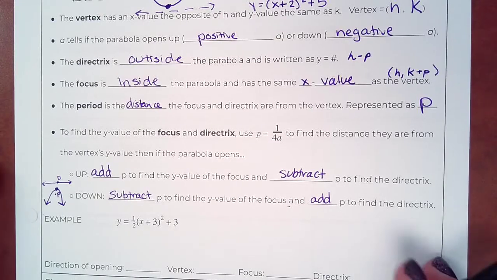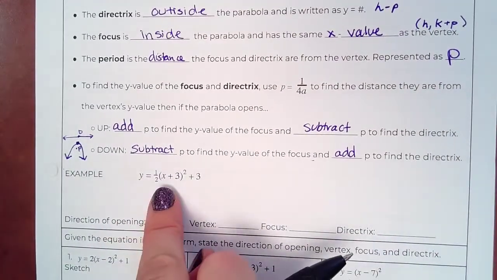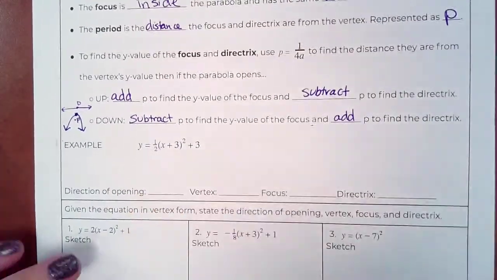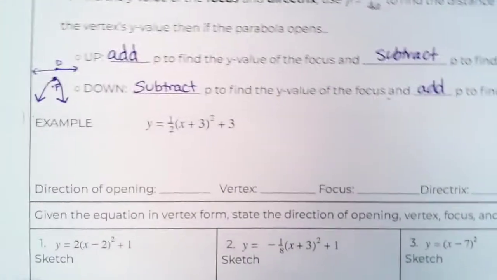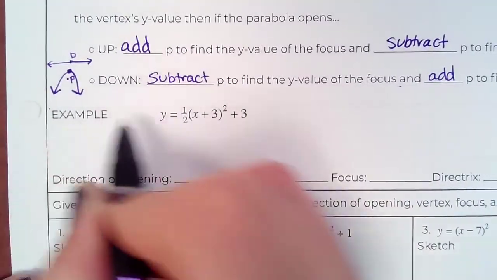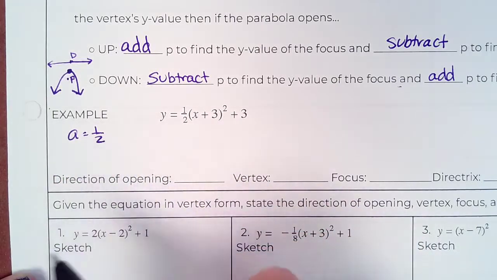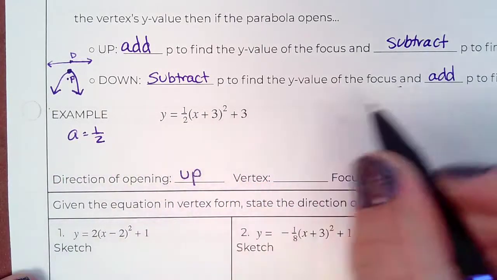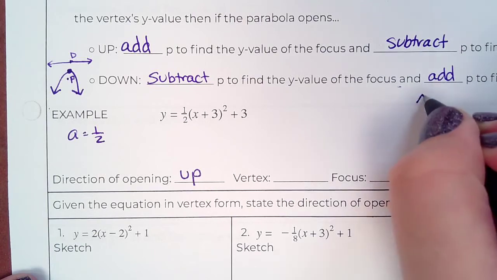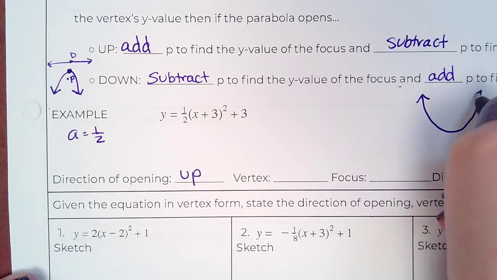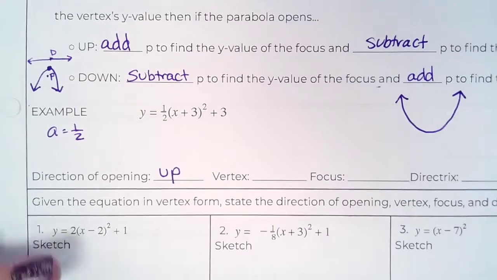So here's our first example. So here's our equation. Which way is it opening? So the 1/2 is in the front. The 1/2 is considered a. That's positive, so it's opening upward. I will draw a little sketch here. Encourage you to draw one as well. Just knowing that it's opening upwards.